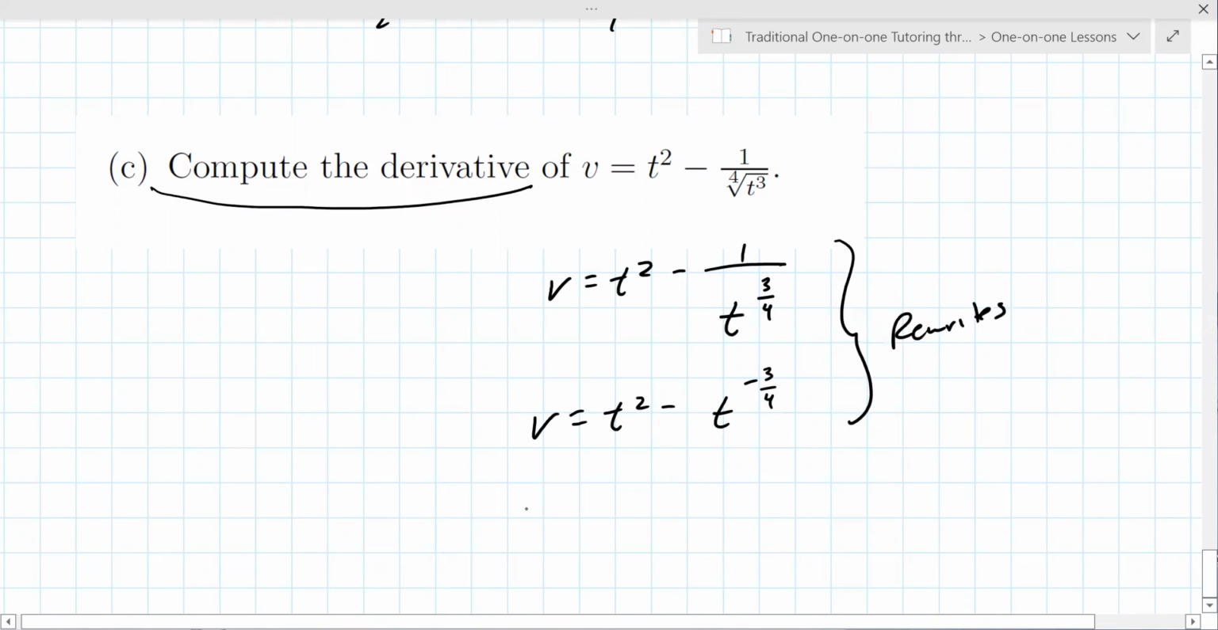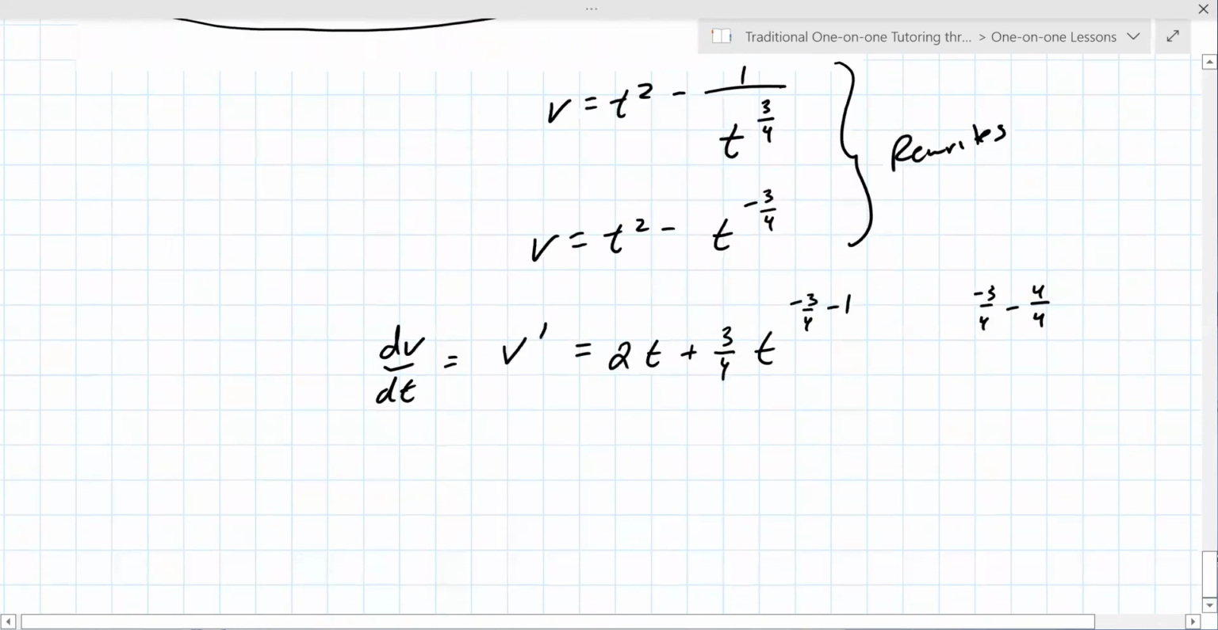You should expect that. So now derivative, v prime is fine. You could go dv dt. They're all the same. In this case, the variable on the bottom is the thing you're taking the derivative with respect to. And so it's power rule, 2t plus 3/4, because you bring that minus 3/4 down. And then you have to subtract 1 from the exponent. So you're effectively going minus 4/4. And that gives you minus 7/4.